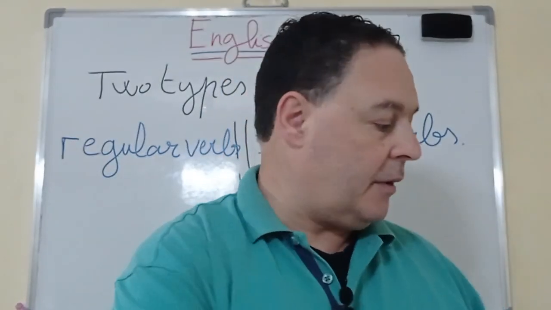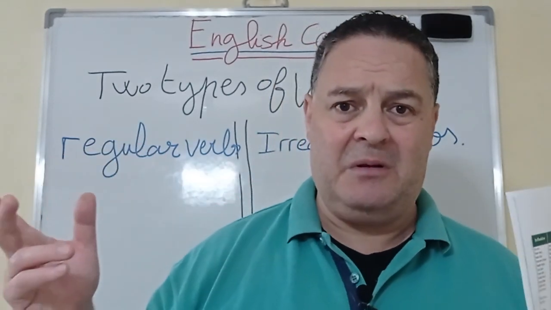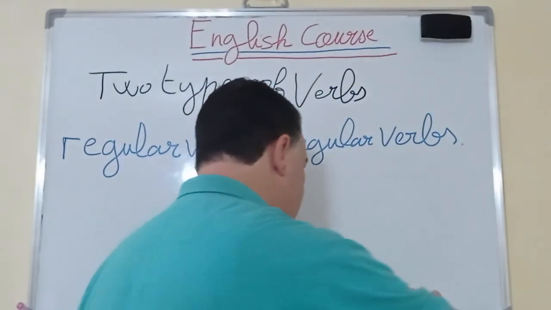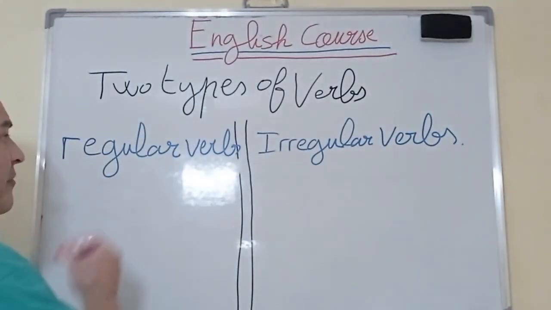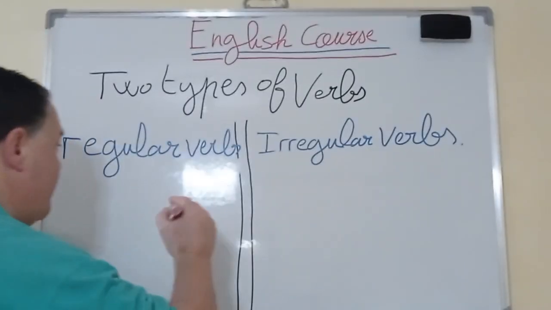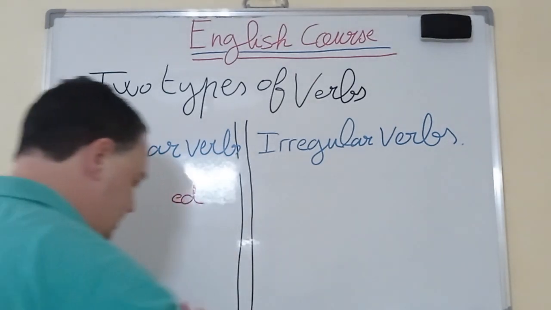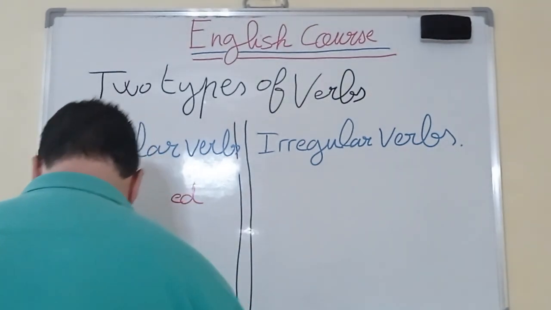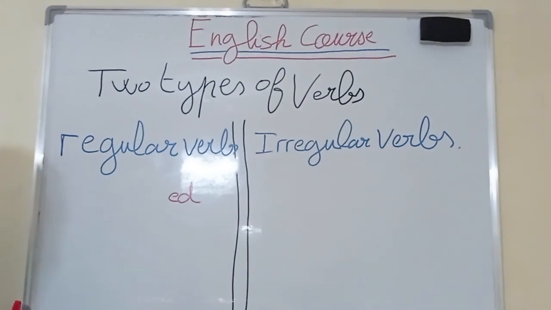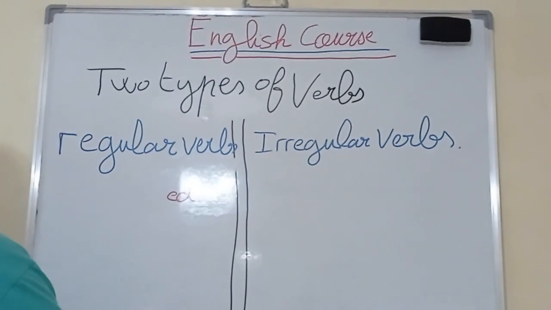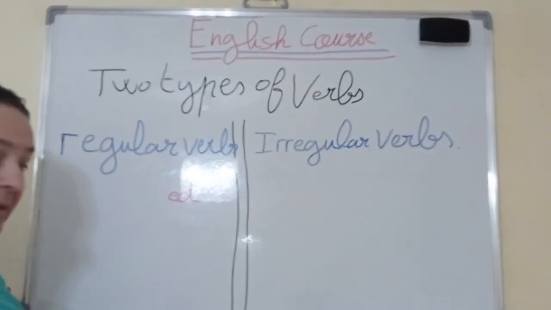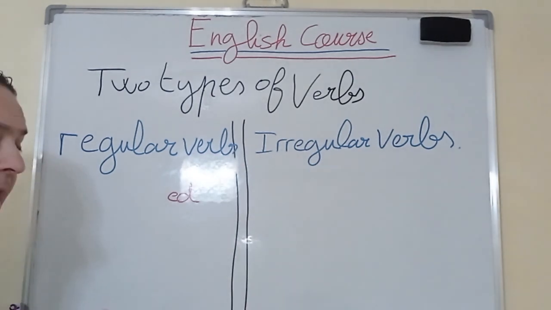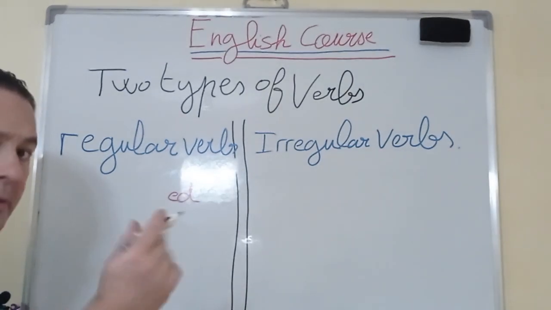So to know how to write the verbs, if it is a regular verb generally, I will say something very interesting. In English, regular verbs end in the past with ed. Like what? Like watch. Watch. Okay. So, regular verbs end with ed. The regular verb.